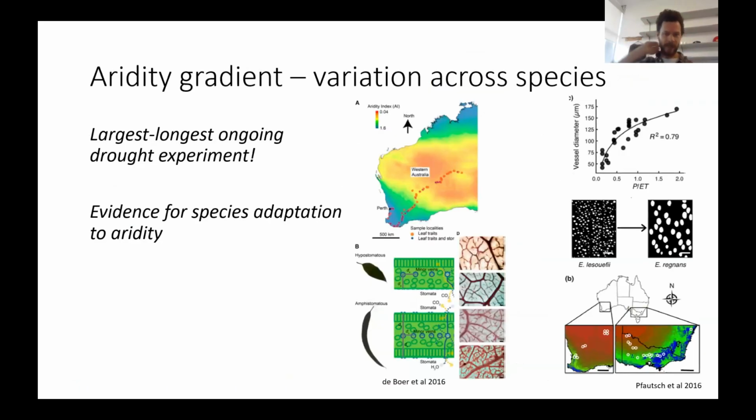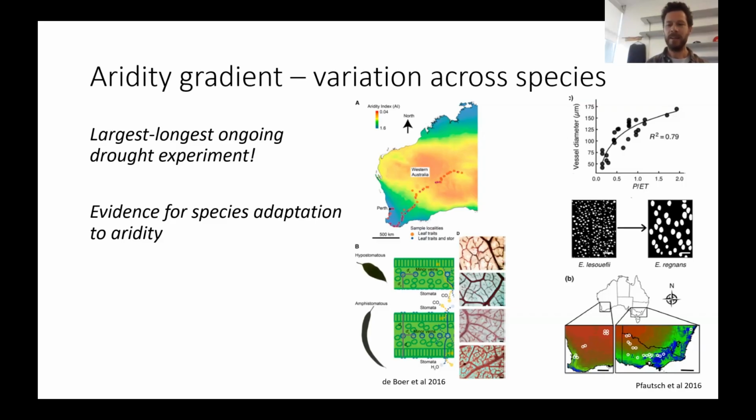So let me just take a step back and talk about aridity gradients. I wanted to throw this in because it links with our work in the youth project and how that might tie in to the centre's goals of integrating knowledge from nature into agricultural systems. When you study plant distributions and the traits of plants across aridity gradients, you're essentially examining the outcome of nature's largest and longest ongoing drought experiment.